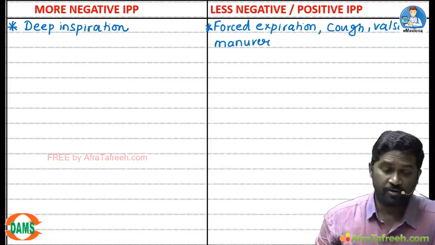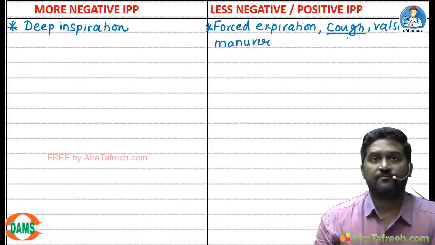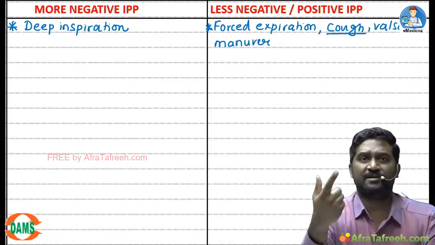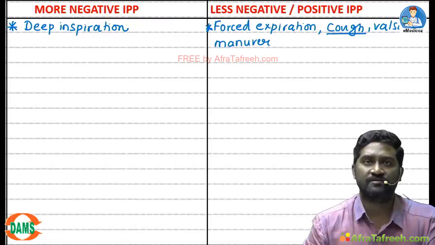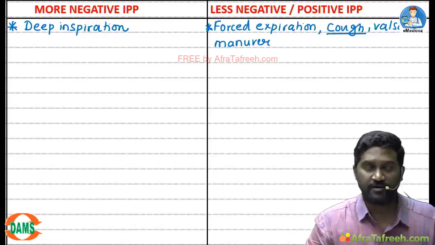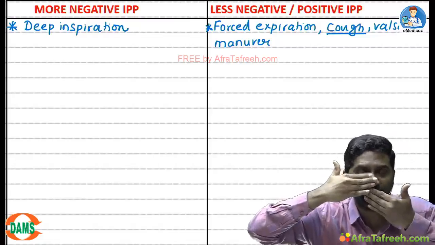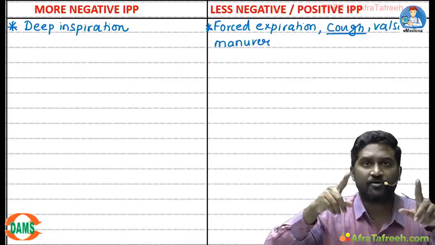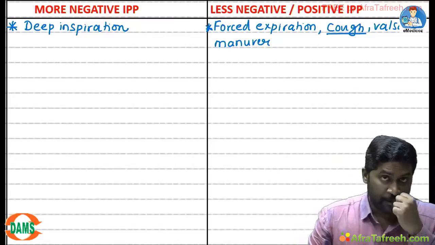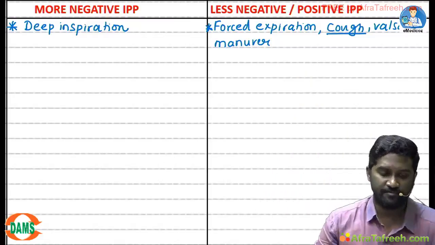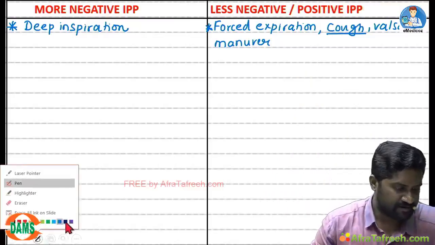Then why in cough? Why in Valsalva maneuver? What is cough? Cough is forced expiration against closed glottis. What is Valsalva maneuver? Valsalva maneuver is forced expiration against closed mouth and closed nose. So let it be cough or Valsalva maneuver or forced expiratory maneuver, there can be positive intrapleural pressure. These are some physiological conditions.